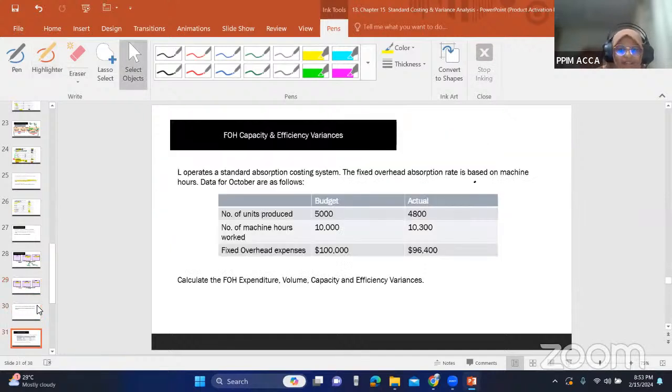Okay, so let's directly go into the question. This is a separate question. You can take it down later. This is how you would calculate capacity and efficiency.